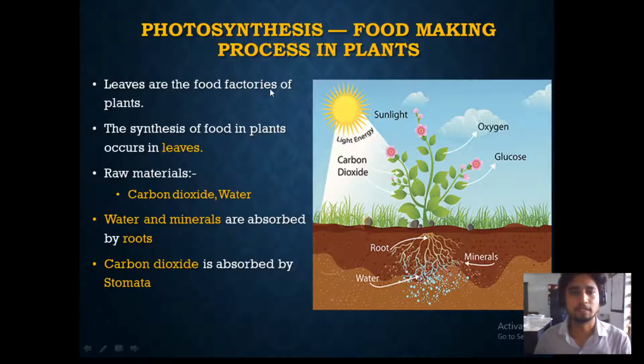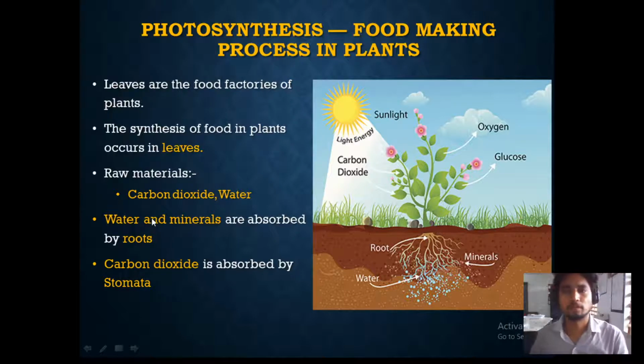Leaves are the food factories of the plant, because the plants are green and the leaves absorb the sunlight and use that sunlight for the synthesis of food. The synthesis of food in plants occurs in the leaves, and they also need carbon dioxide and water. So sunlight, carbon dioxide and water, they need these three things to synthesize their own food.